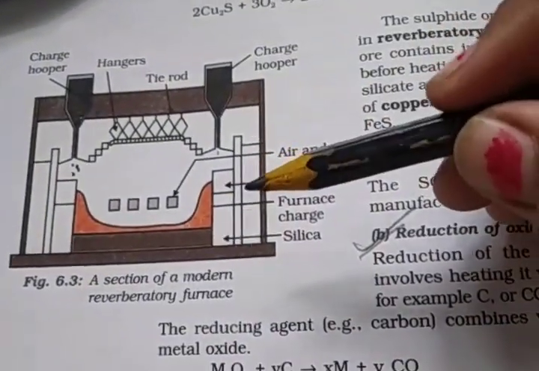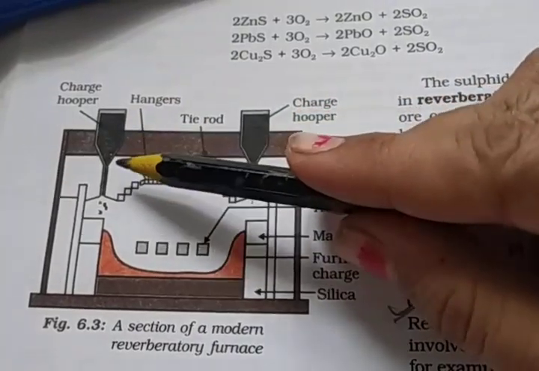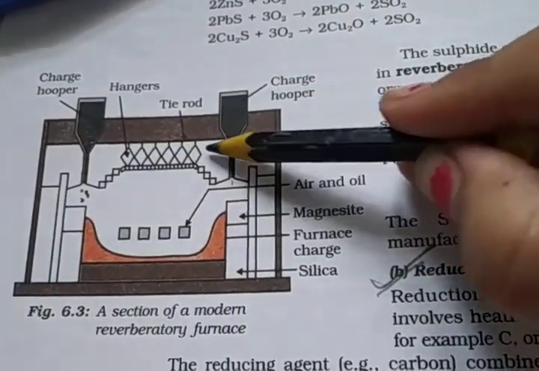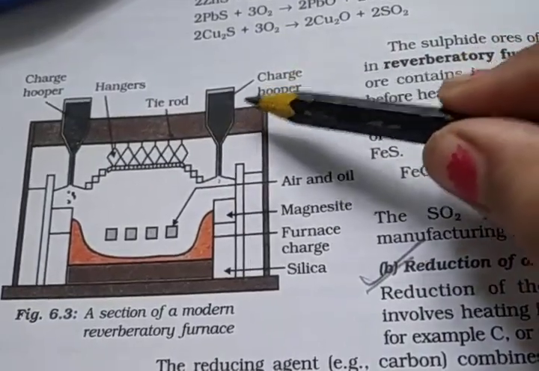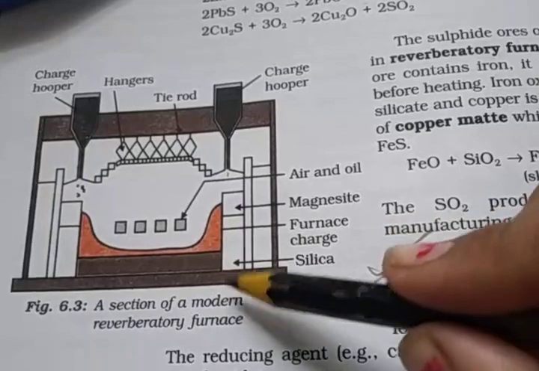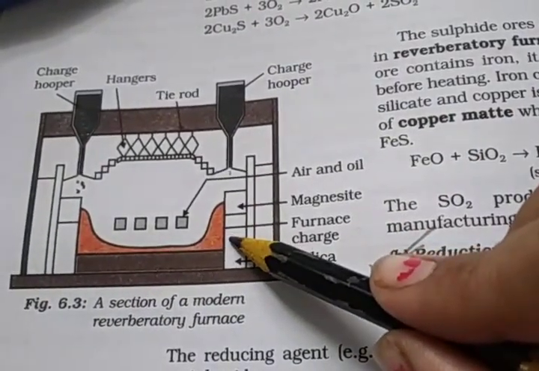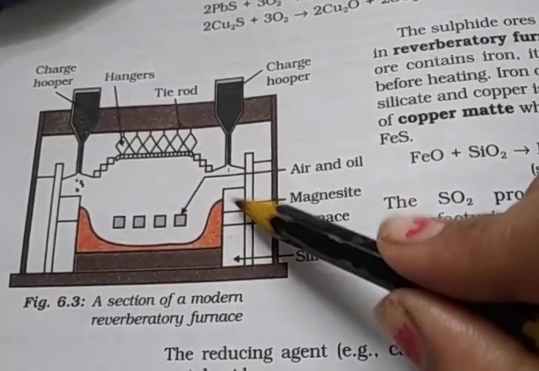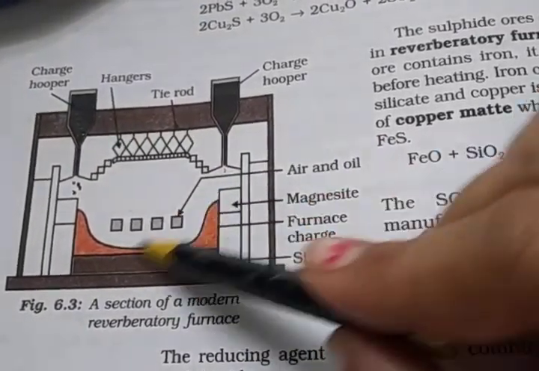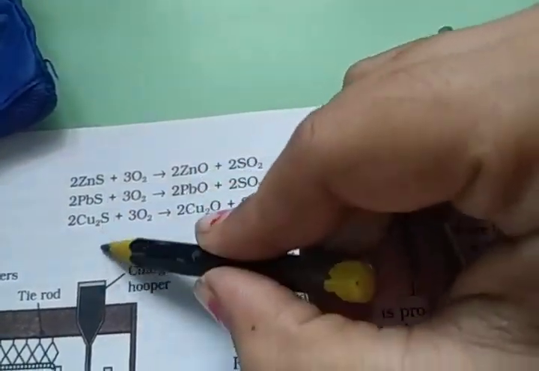Here you see a section of the modern reverberatory furnace. Here you see the charge hopper. This is the hanger with the tie rod attached, and then charge hoppers attached on both sides. Then on the downside, layers of silica one by one, then the furnace charge on the upper side, then magnesite, and in between, air and oil. So this is the reverberatory furnace. In this furnace, three types of reaction occur.